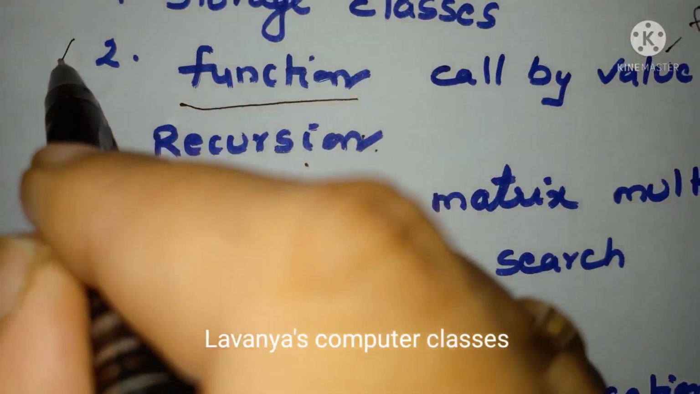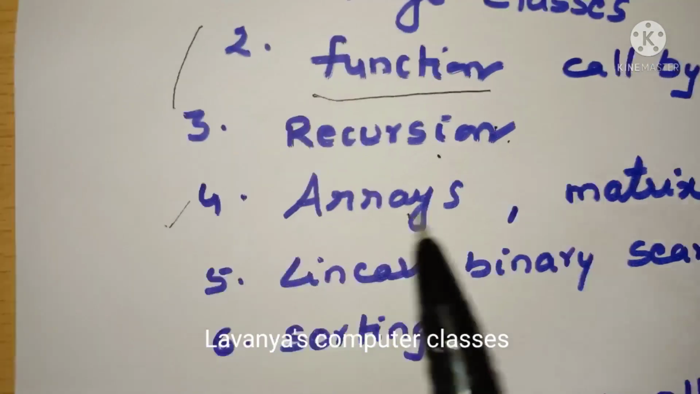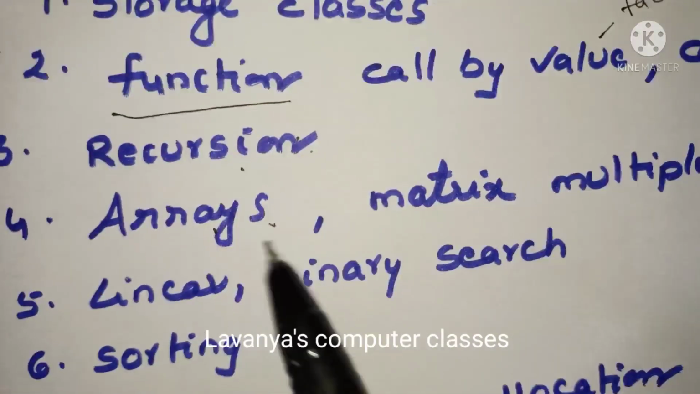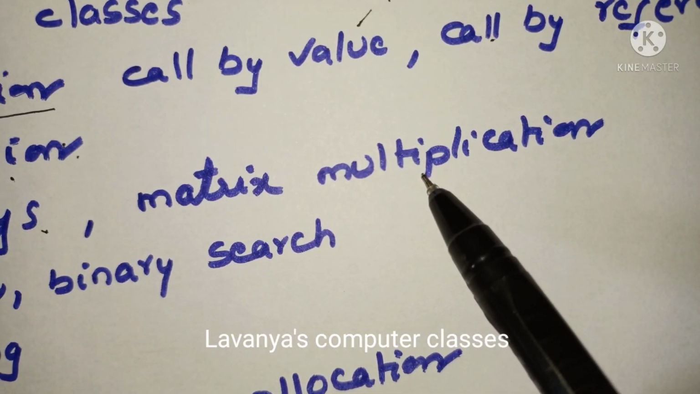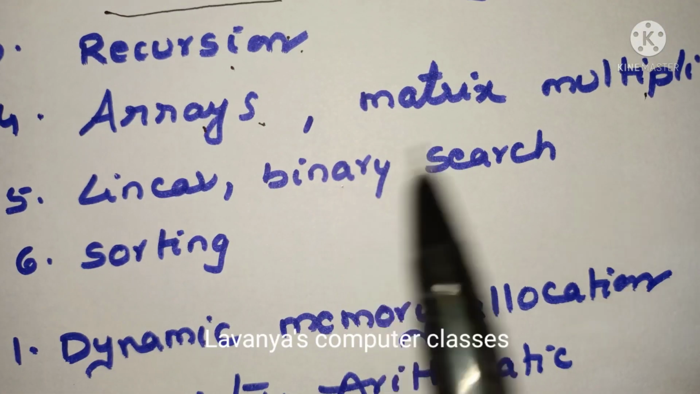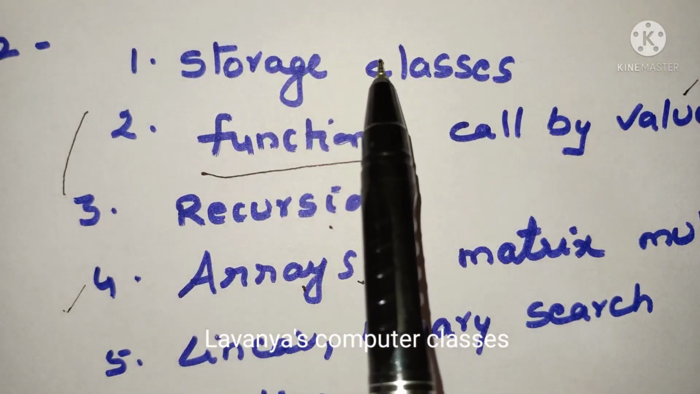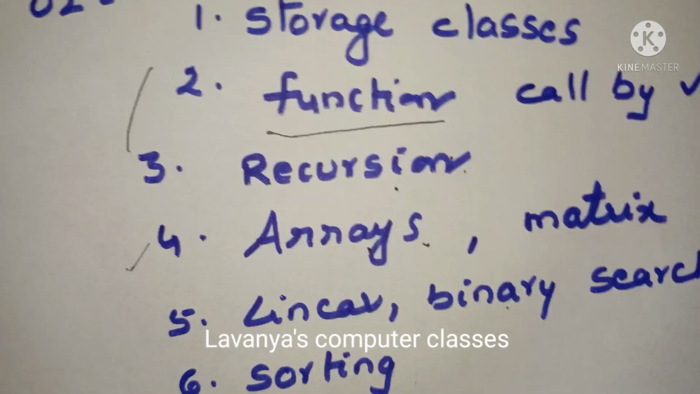So we concentrate either on functions or arrays. Very important question, arrays. In arrays, what is array, types of array, single dimensional, double dimensional, and programs. Matrix multiplication program, transpose matrix, matrix addition. Otherwise, you go for linear and binary search programs and sorting techniques. So in this, we have concentrated more on storage classes, functions, arrays. Very important questions in unit 2.